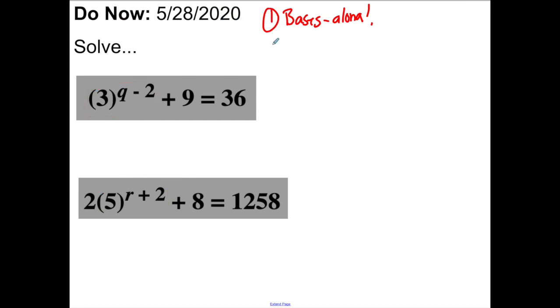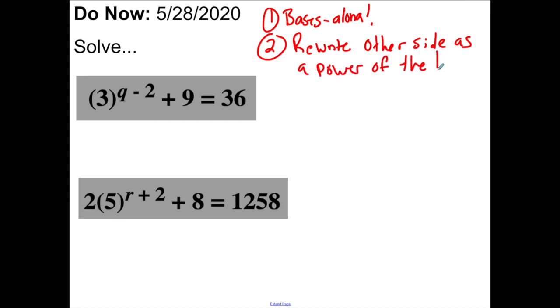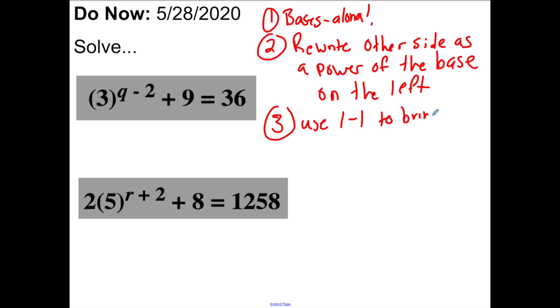All right. Step 2, rewrite the other side as a power of the base on the left. And that's because, step 3, you're going to use the one-to-one property to bring the exponents down, and then step 4, finish solving. Okay, so here's how it works.